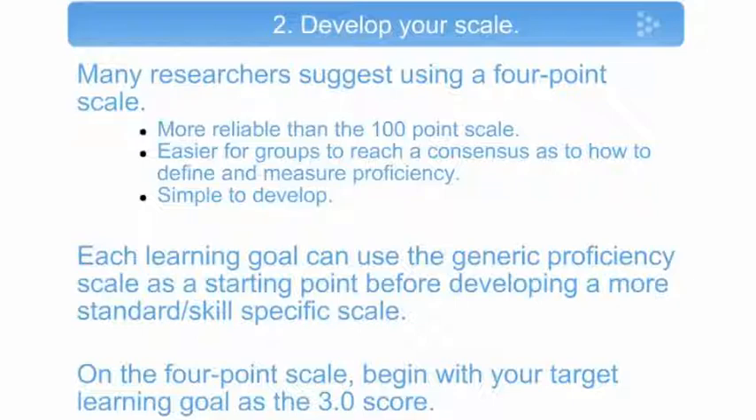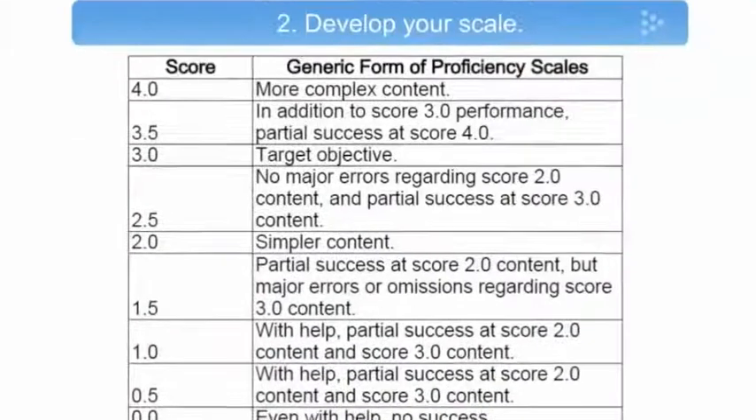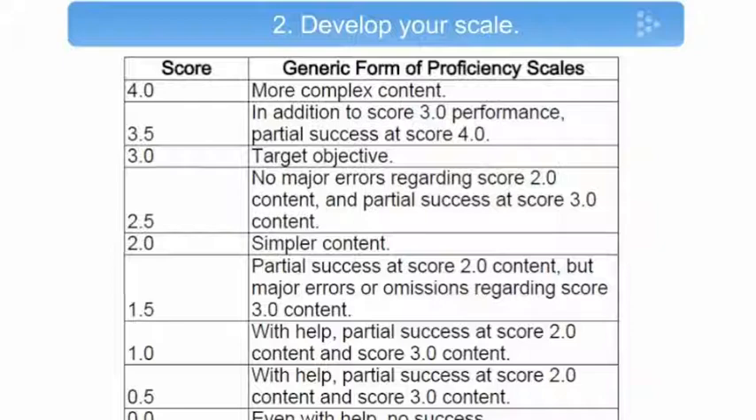And each learning goal can use the generic proficiency scale as a starting point and then develop more specific standard or skill language depending on what we want students to learn. And one of the things I found most interesting is on the 4-point scale, you would begin with your target learning goal as the 3 score, and as I mentioned earlier, the 3 score would be that student's A. So again, here's the generic proficiency scale that you saw earlier.